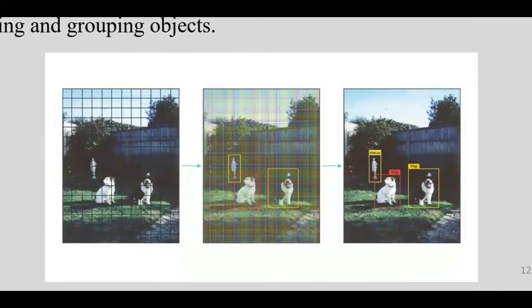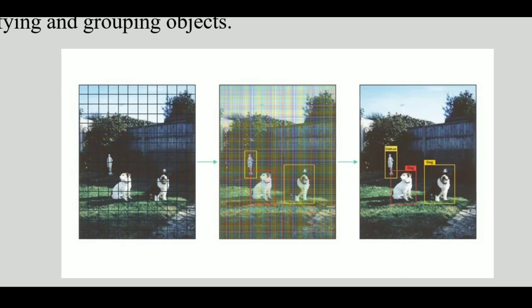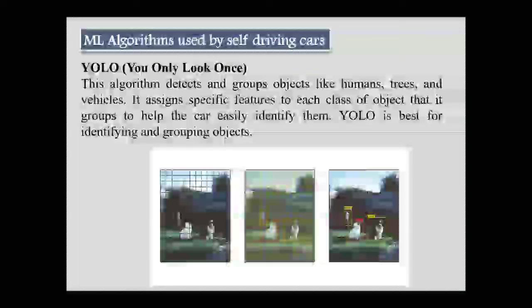In YOLO, this algorithm detects and groups objects like humans, trees, and vehicles. It assigns a specific feature to each class of object that it groups, to help the car easily identify them. YOLO is the best for identifying and grouping objects, so it is the most important in self-driving cars.